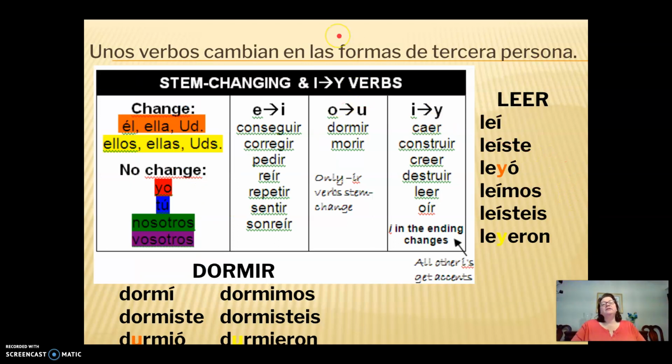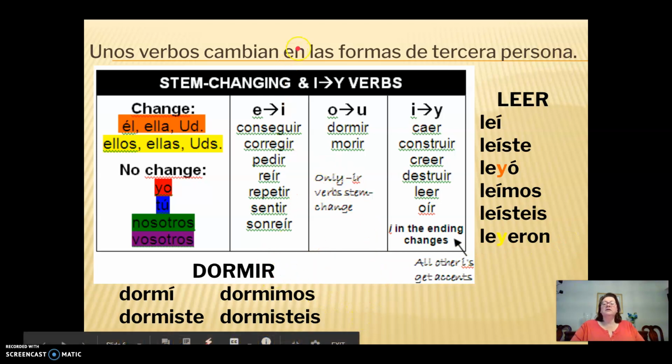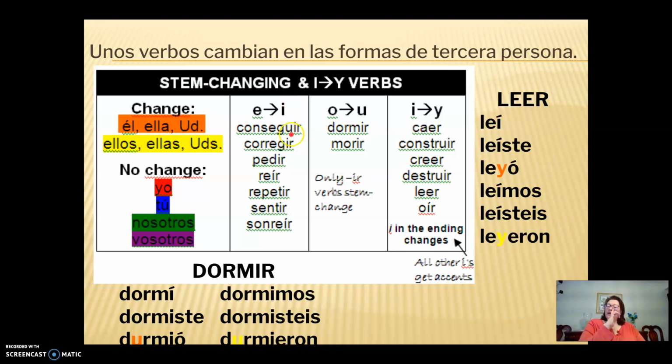Also, don't forget that we do have stem changing verbs in the preterite, and only our IR stem changing verbs have a stem change in the preterite, and it's only in the él and ella form and the ellos, ellas and ustedes form here in the third person, both singular and plural. So for dormir, it would be dormí, dormiste, durmió, dormimos, dormisteis, durmieron.